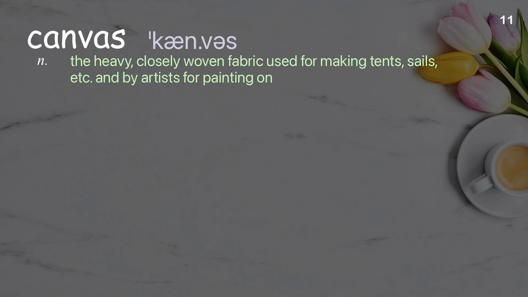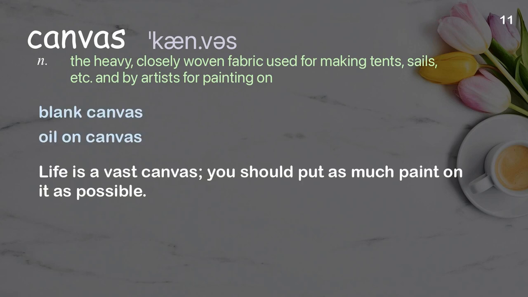Canvas. Heavy closely woven fabric used for making tents, sails, etc. and by artists for painting on. Examples. Blank canvas. Oil on canvas. Life is a vast canvas, and you should put as much paint on it as you can.